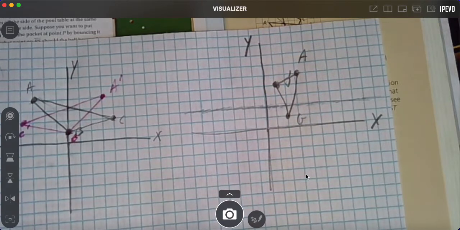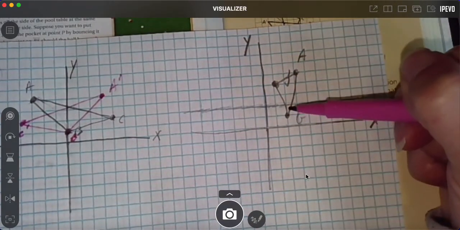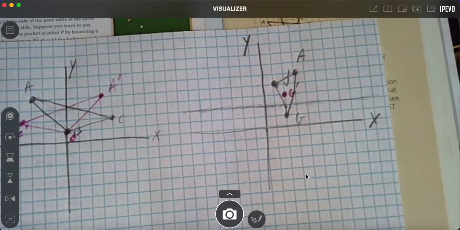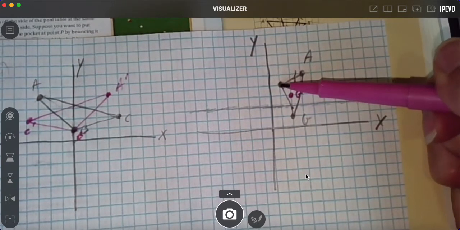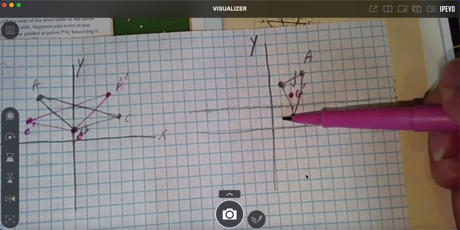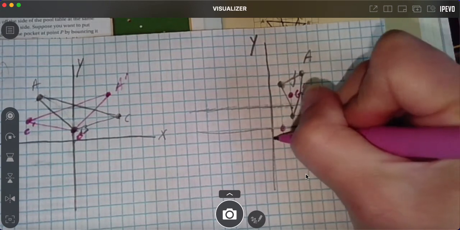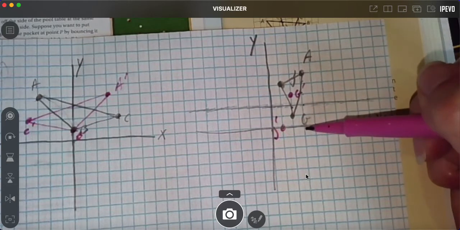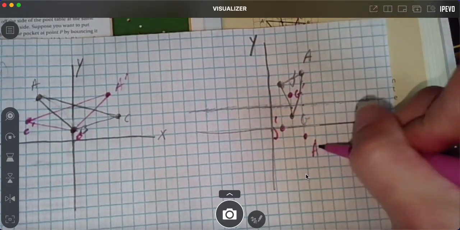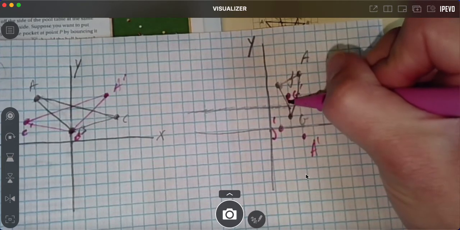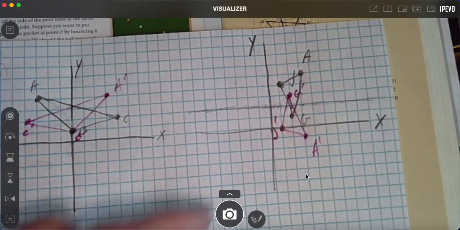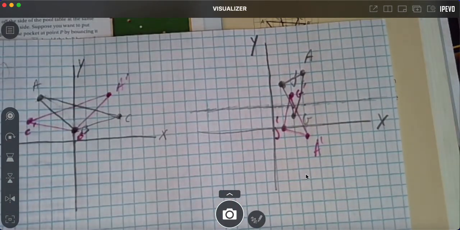Now, let me flip it over that line. So how far is G from there? 1. So I'm going to go up 1 more. And I'm going to call that one G prime. Okay? How far is J from that line? 1, 2. So I'm going to go down 1, 2. And I'll call that one J prime. And A is 1, 2, 3, so I'm going to go down 1, 2, 3. And that's A prime. Okay? And then we just draw the triangle. And there it is, flipped over this line here. Does that make sense? Do I need to do another one?